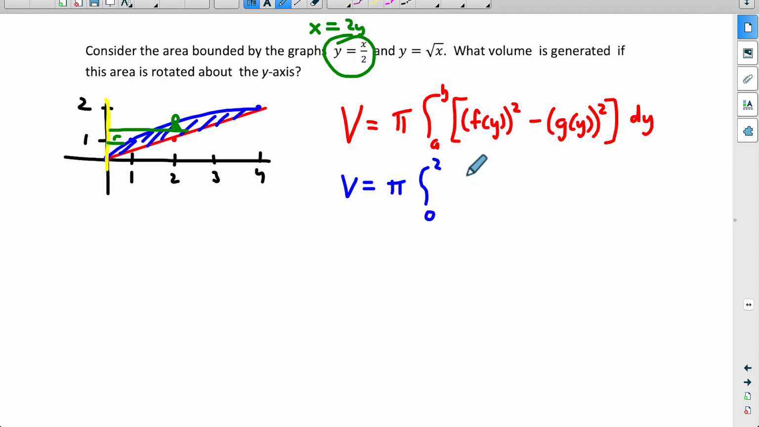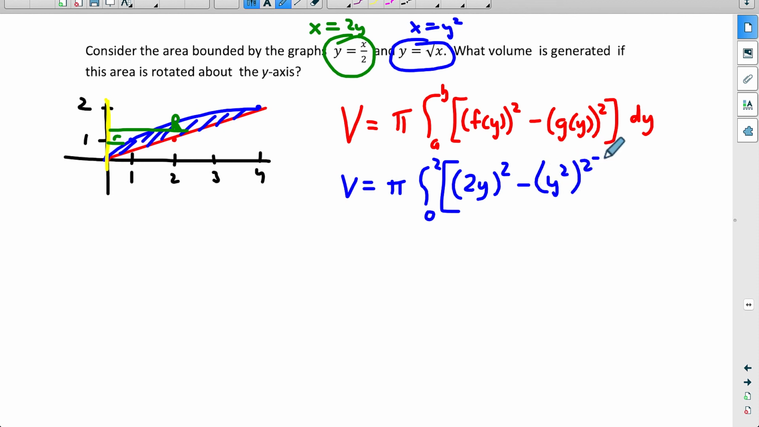We can now put 2y in for our f function, and of course, we have to square it. Minus. Okay, g of y is a little r. That's the blue function. Well, wait a minute. The blue curve is this one right here. But again, we need to rewrite that so we just have x equals. How would you do that? You'd square both sides, and you'd have x equals y squared. So that's what you're going to write in here. You have y squared, and then you have to square it.